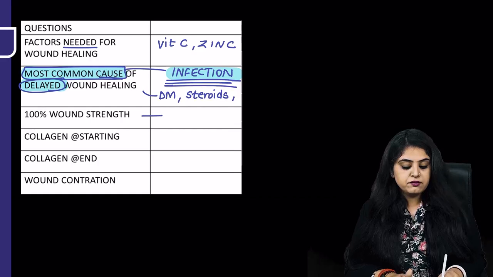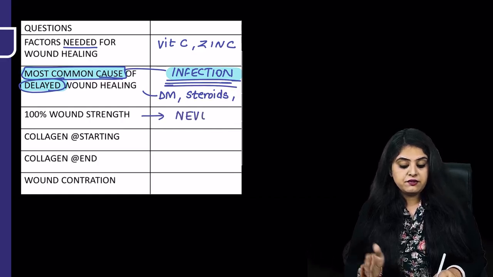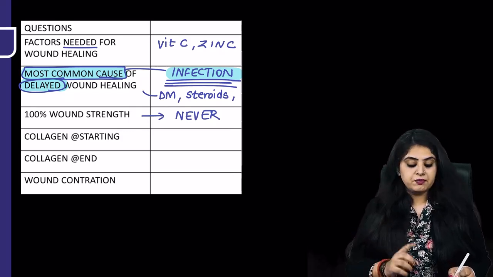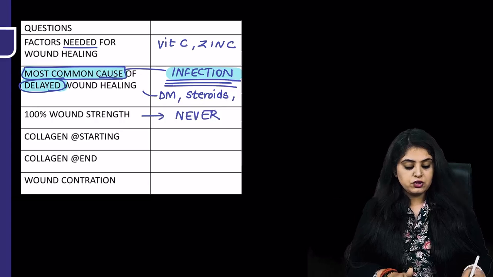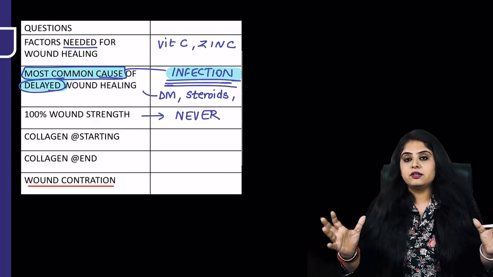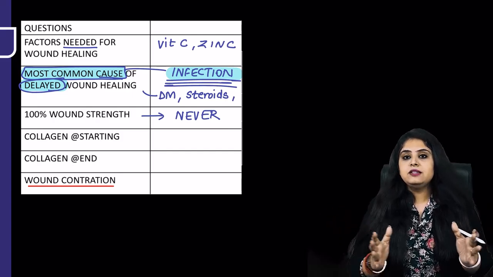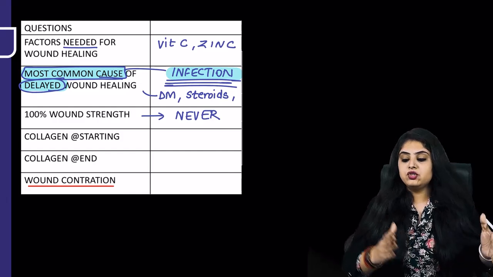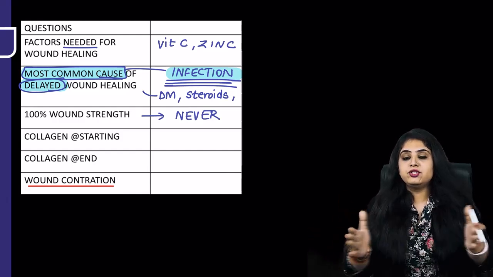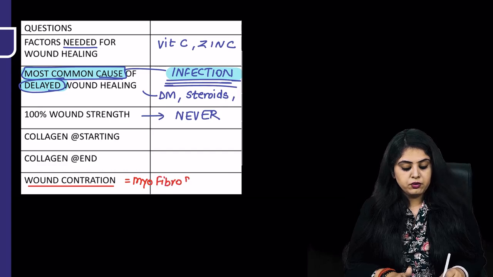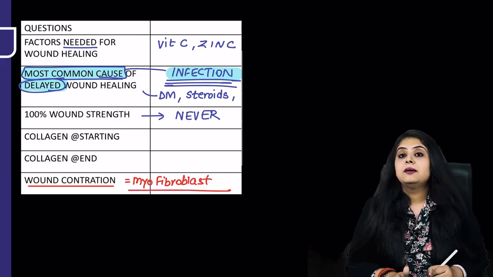When does 100% wound strength come? Never. See, 70, 80, 85% wound strength comes back to normal, 100% never. Okay, now comes the next question. You have such a big wound, maybe someone had a road traffic accident and a big 10 centimeter wound happened, but gradually the wound will close. What do you think? This margin and this margin of the wound is closing. Which is the cell which is going to close it? So that cell, wound contraction, is caused by myofibroblast. Remember, wound contraction is caused by myofibroblast.